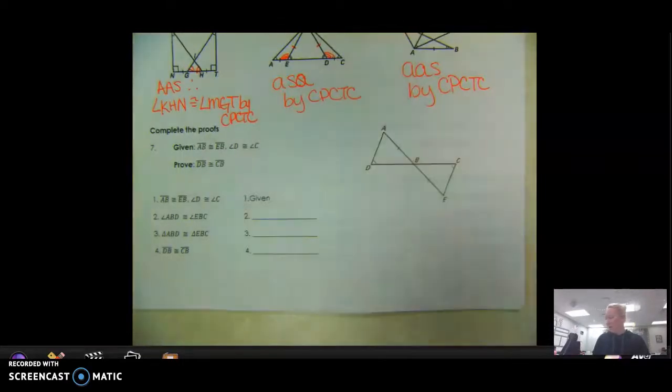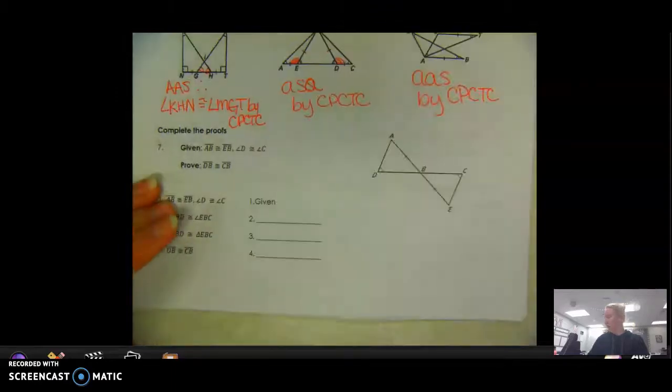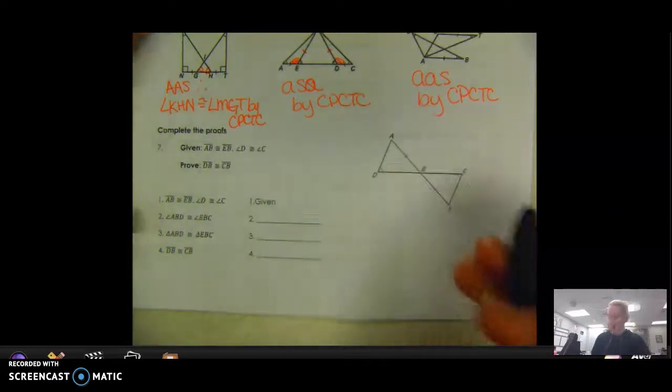Okay, I want you to pause me. There are 1, 2, 3, 4 proofs on the front and back, and I want you to do the proofs completely on your own. See how well you do. And then once you're done, I want you to come back and see how you did.